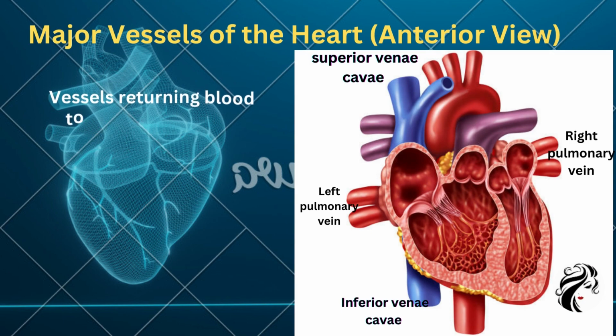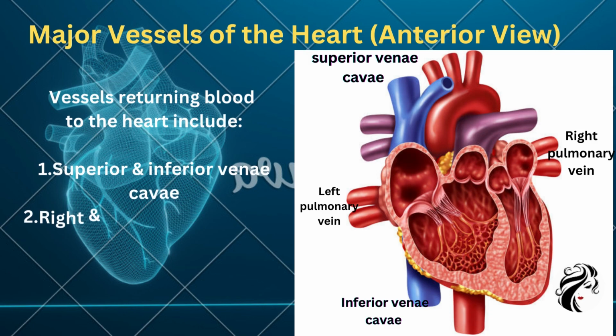So here is the anterior view of the major vessels of the heart. The vessels returning blood to the heart include the superior and inferior vena cava. As you guys will see, the blue is the superior vena cava on the superior side of the heart. The inferior vena cava is the inferior, then the right and left pulmonary veins. So this is all about the anterior view I'm discussing, so you can easily understand from this picture as well.